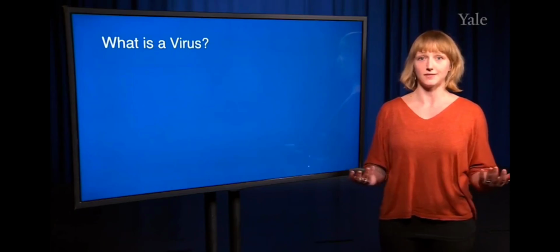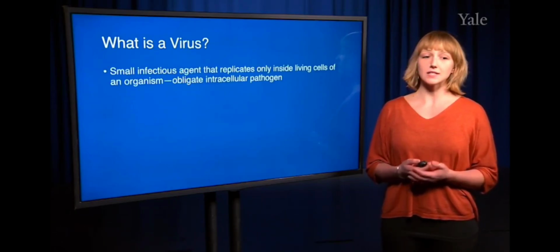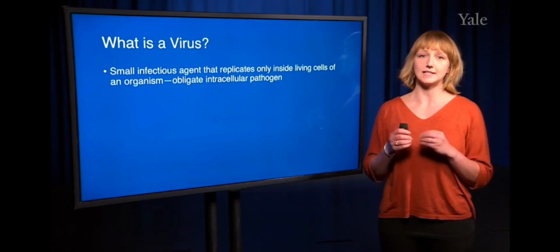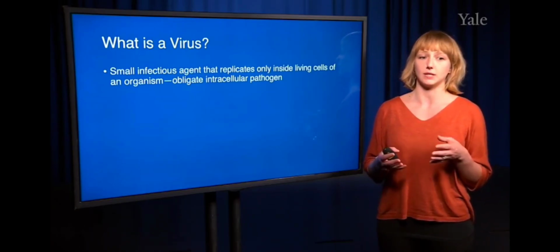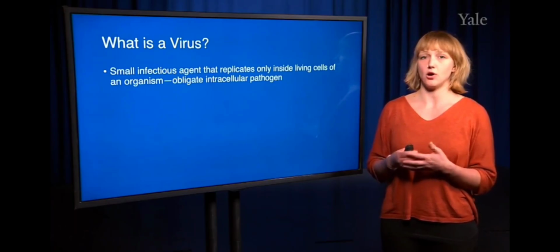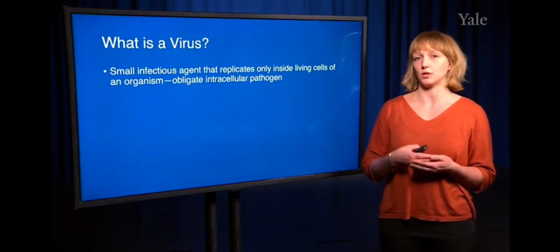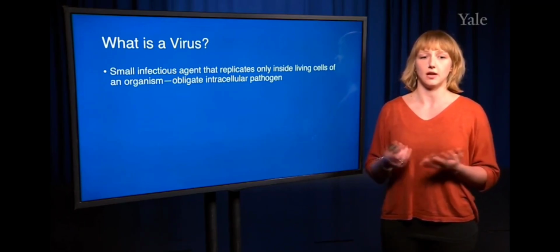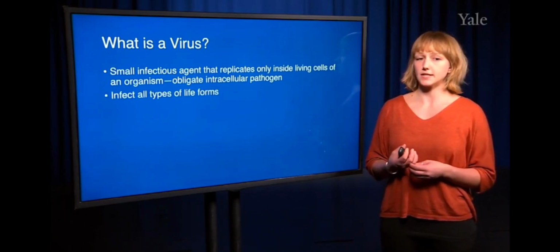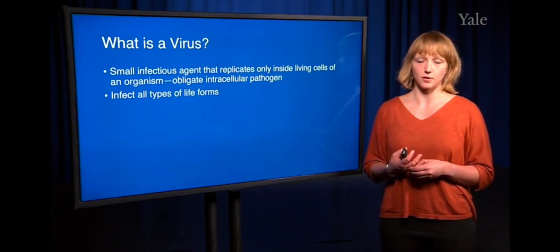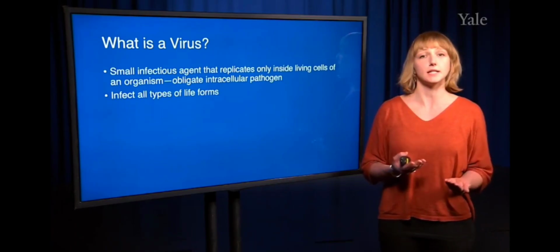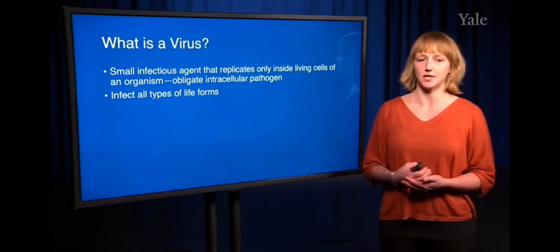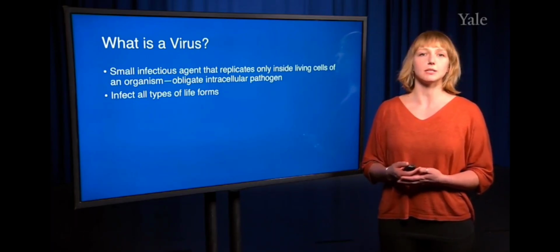A virus is a very small infectious agent that can replicate only inside of living cells of an organism. This is why viruses are called obligate intracellular organisms. They cannot replicate outside of their host cell. Viruses can infect all types of life forms: mammalian cells, plant cells, and even bacterial cells. However, today we're only going to be talking about the immune responses of mammals.